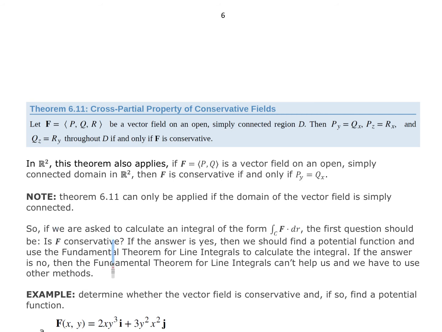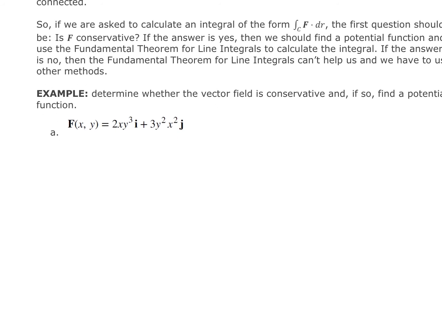First thing we want to do, if we are asked to calculate the integral over the curve C of F dotted with dr, the first thing we should ask is: is my vector field conservative? If the answer is yes, then we should find a potential function and use the fundamental theorem of line integrals to calculate it. Boom, done. If the answer is no, then the fundamental theorem of line integrals isn't going to help us, and we have to use other methods, which we will, of course, explore. And I know you're excited about it.